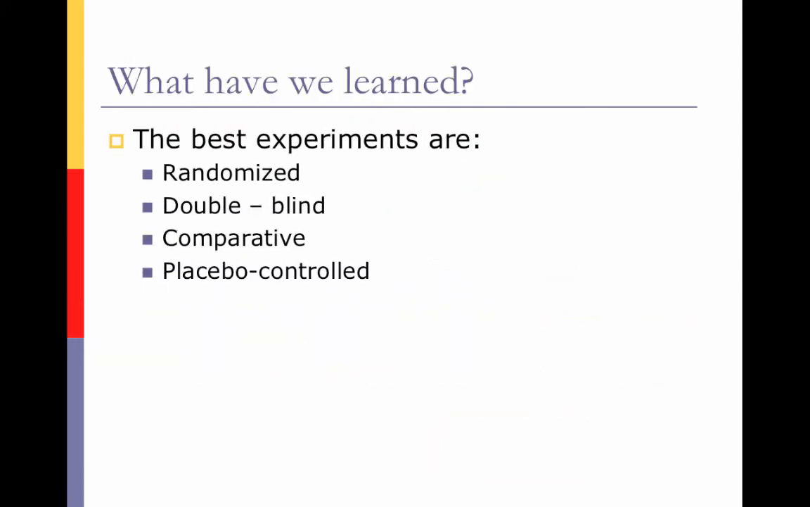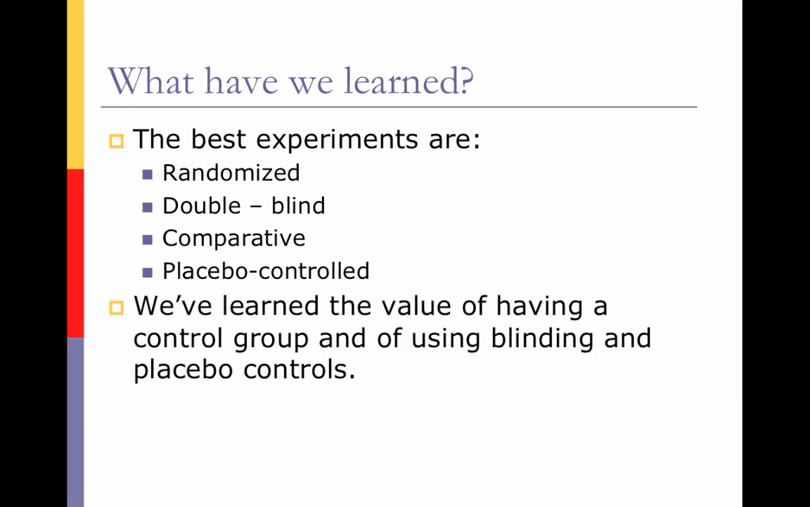We've learned that the best experiments are going to be randomized, double-blind, comparative, and placebo-controlled. We have also learned the value of having a control group and of using blinding and placebo controls.